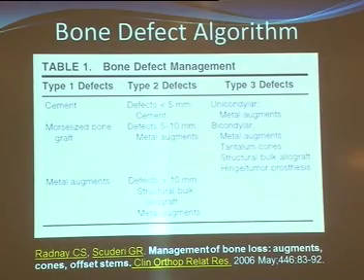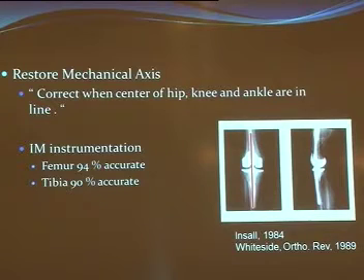So a small bony defect classification. If it is a small defect, it can be filled with cement, and larger defects might need metal augments and bulk allografts. So we need to restore the mechanical axis.